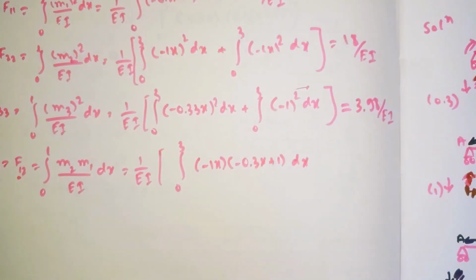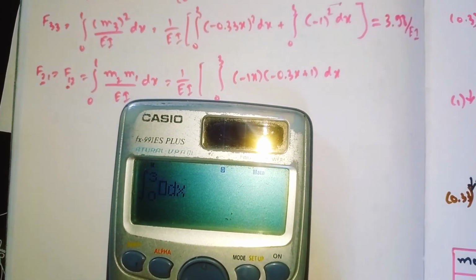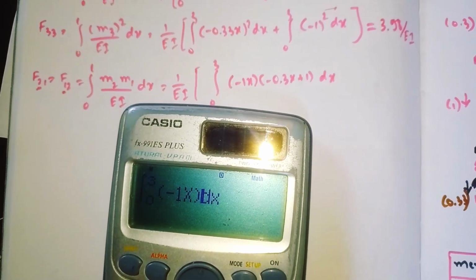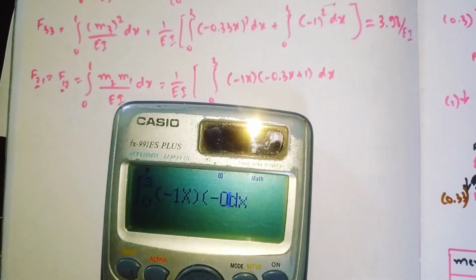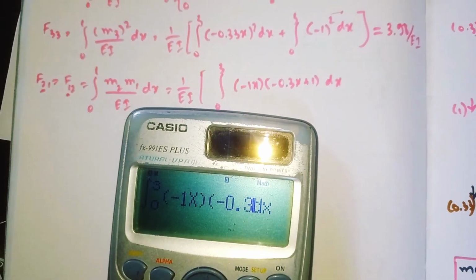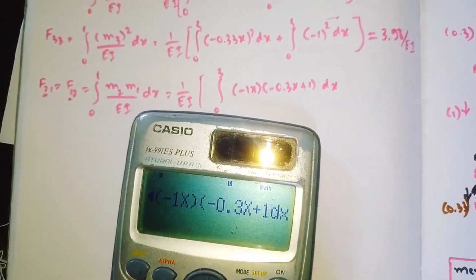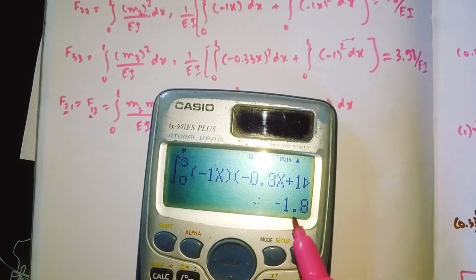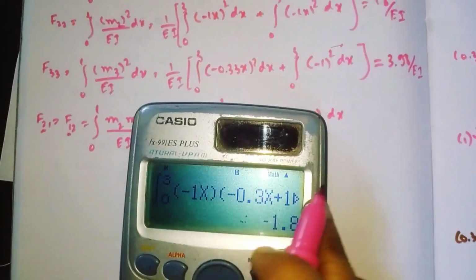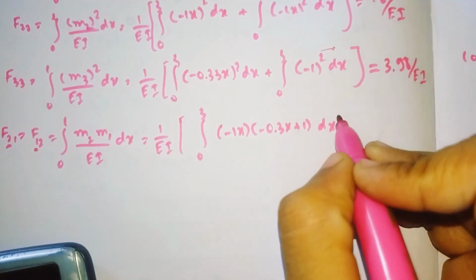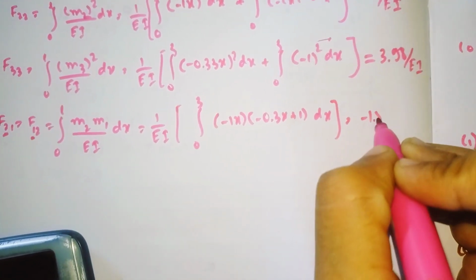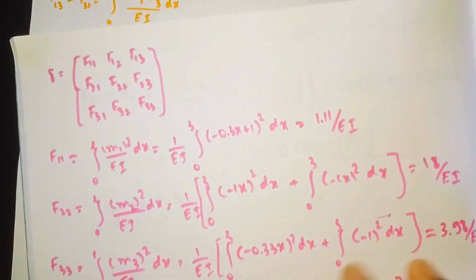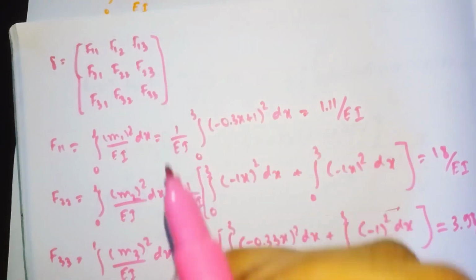So integrate it by using the calculator. So integration of 0 to 3 into minus 1x into minus 0.3x plus 1. Now solve it. So our F21 and F12 will come out as minus 1.8. So our value will be minus 1.8 divided by EI for F12 as well as F21. Similarly, we need to calculate for F31 and F13.